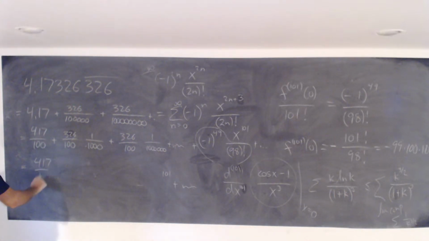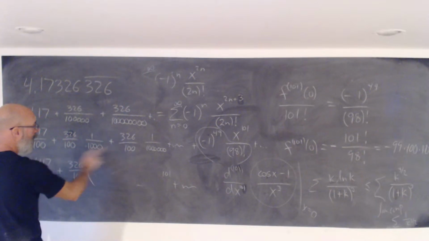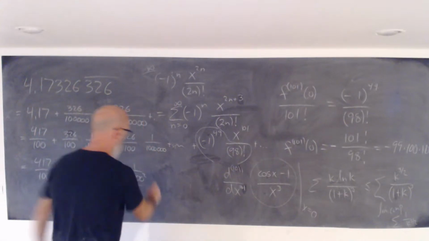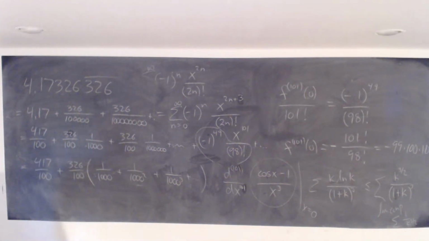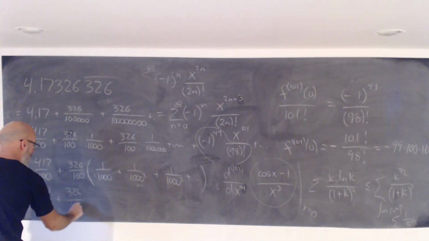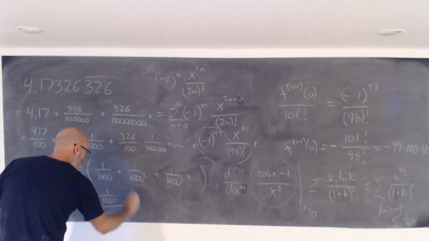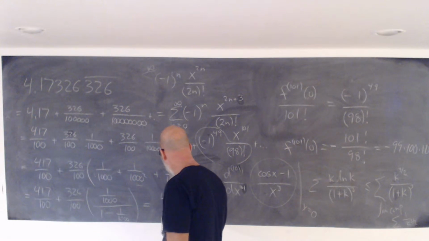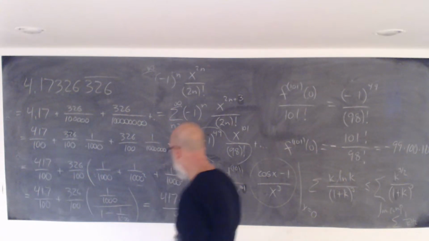Or if you prefer, if you factor out a 326 over 100, you get 1 over 1,000, and this is 1 over 1,000 squared. And then the next one would be 1 over 1,000 cubed. You can write down a few just to convince yourselves, but it's important to understand what's happening. And then you recognize that as a convergent geometric series, and this converges to the first term over 1 minus 1 over 1,000. So that is 417 times 999 plus 326 over 999,000. No, 2 zeros.